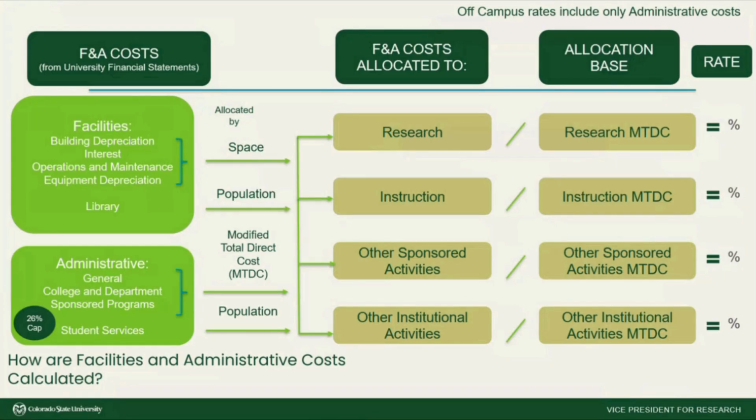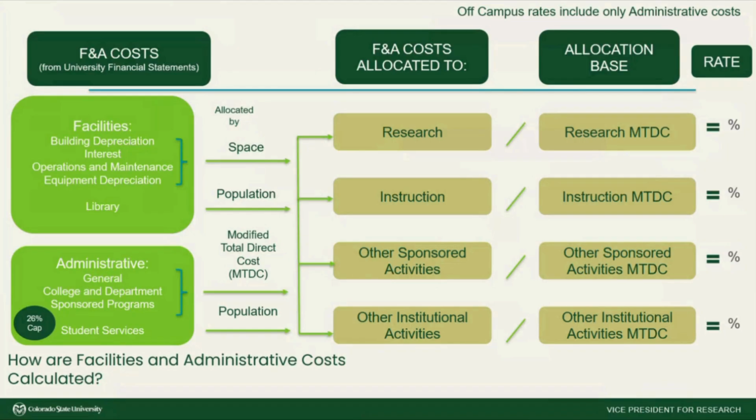So we say, hey, we're going to allocate via space, we'll get it into those functions, and then we calculate a rate where the indirect costs that are in the pool are the numerator of the rate, and the modified total direct cost is in the bottom of the fraction. So modified total direct cost excludes equipment and some other things.